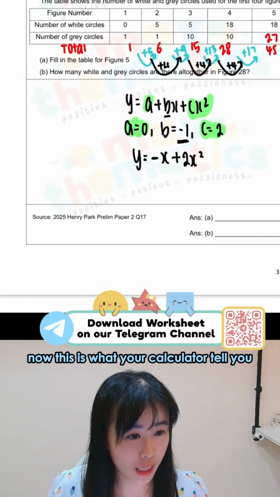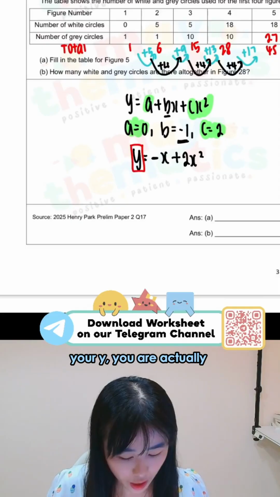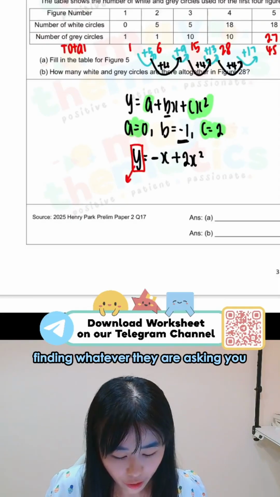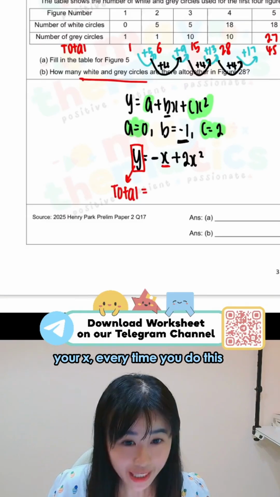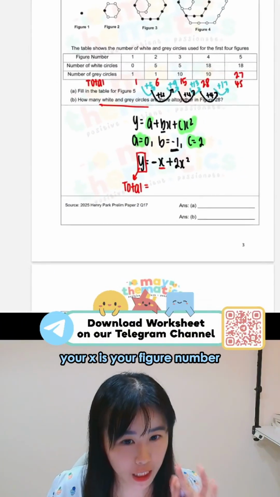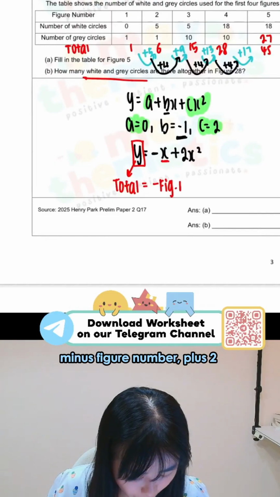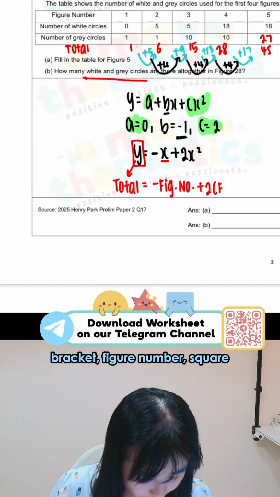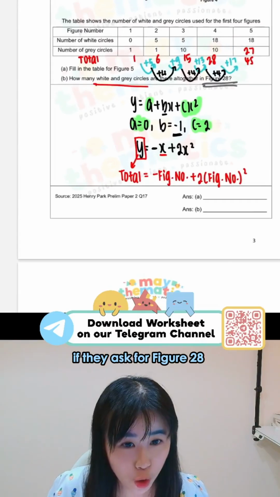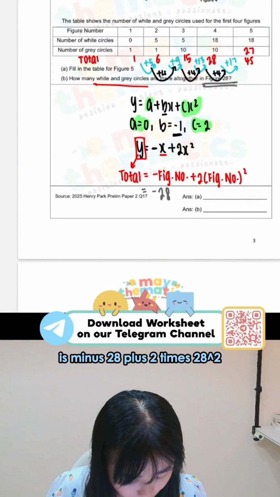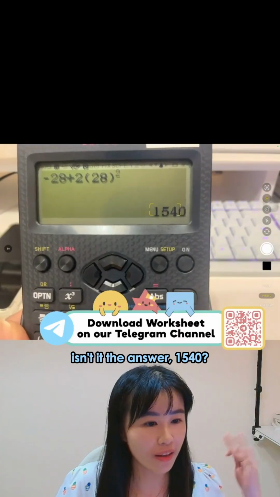Now, this is what your calculator tells you. But I'm going to let you tweak it to this question. So what is your y and what's your x? Your y, you are actually finding whatever they're asking you. The white and grey circle. So you can change it to total. Your x, every time you do this, your x is your figure number. So it's basically telling you, minus figure number plus 2 bracket figure number square. This is your formula. If they ask for figure 28, it's minus 28 plus 2 times 28 square. Isn't it your answer? 1540.